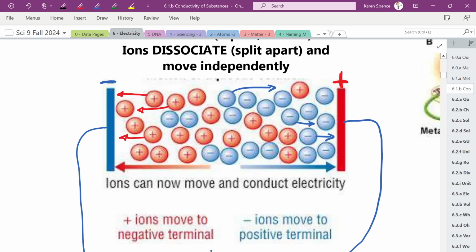Tell your partner, what are these positive things? This is a what? That is an ion. What kind of ion? Cation. And what kind of ion is this? That's an anion. Good. And that is a liquid ionic compound.